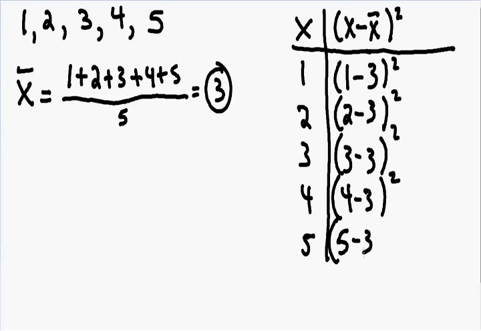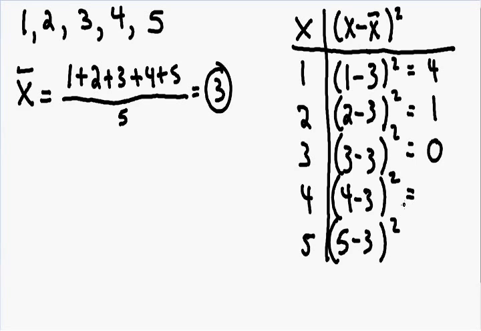Subtracted by x bar, which is 3, and then we need to square it. And if we simplify all of these rows, in our first row we have 1 minus 3, which is negative 2. Negative 2 squared is a positive 4. In our second row we have 2 minus 3, which is negative 1. Negative 1 squared is a positive 1. In our third row we have 3 minus 3, which is 0. 0 squared is equal to 0.